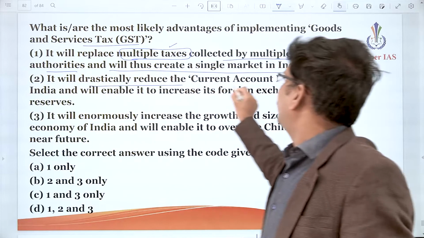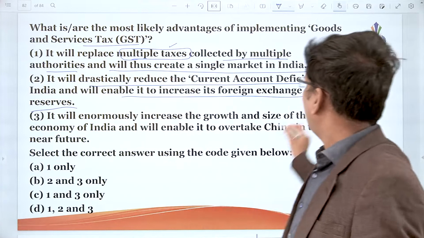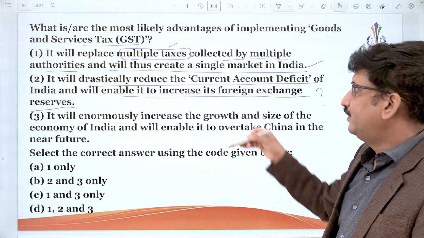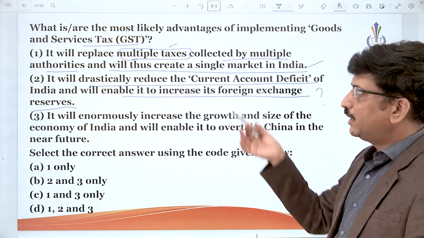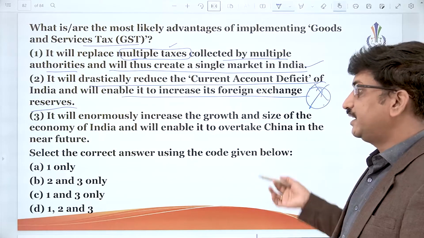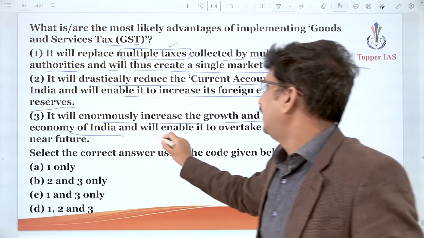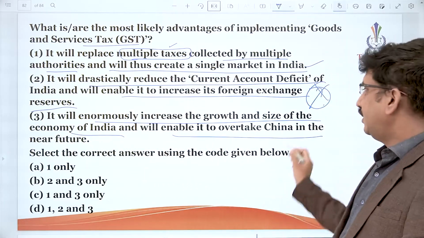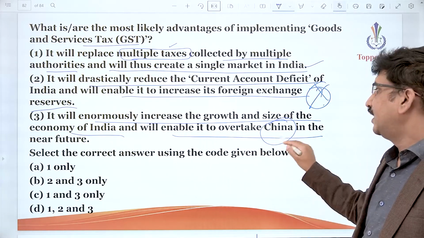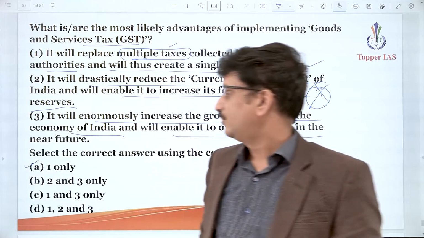It will drastically reduce the current account deficit of India and will enable it to increase its foreign exchange reserves. Sorry, how can I say this? How is the current account deficit reduced because of GST? You are not improving exports or something. Just because of GST, you cannot say that exports will be boosted. So I cannot say that the current account deficit will be drastically reduced. It will enormously increase the growth and size of the economy of India and will enable it to overtake China in the near future. How can you say that just because the indirect tax collection method is simplified, it can overtake China? This is an extreme statement. So don't go for it.